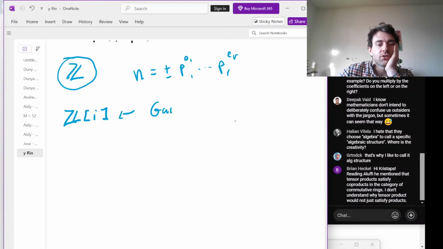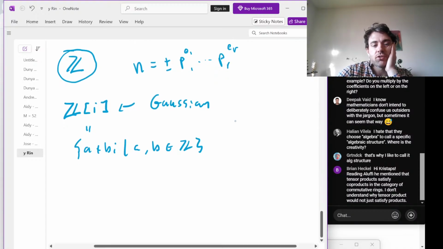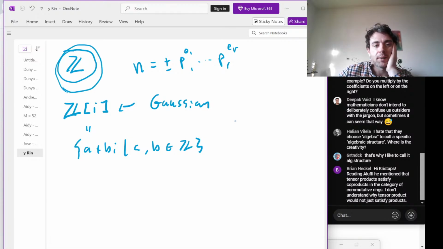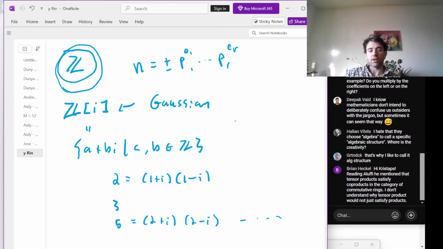So these are the Gaussian integers, and one way to write these is all a + bi. So it's basically complex numbers with integer coefficients. And it turns out that in the Gaussian integers, things that used to be prime are no longer prime. For example, 2 now becomes the product of 1 + i and 1 - i. 3 stays the same. 5 becomes a product of 2 + i and 2 - i, and so on. There's an interesting number theoretic description of this.